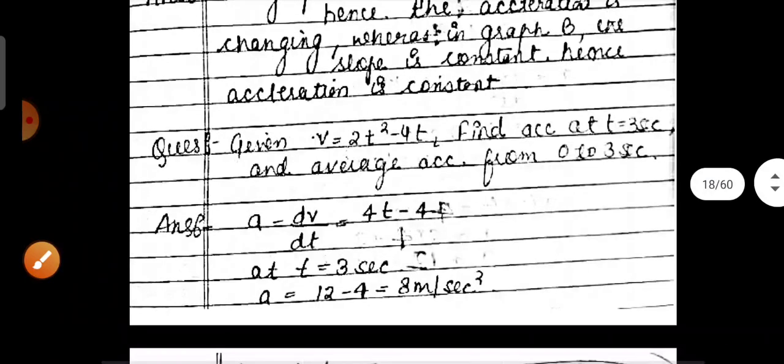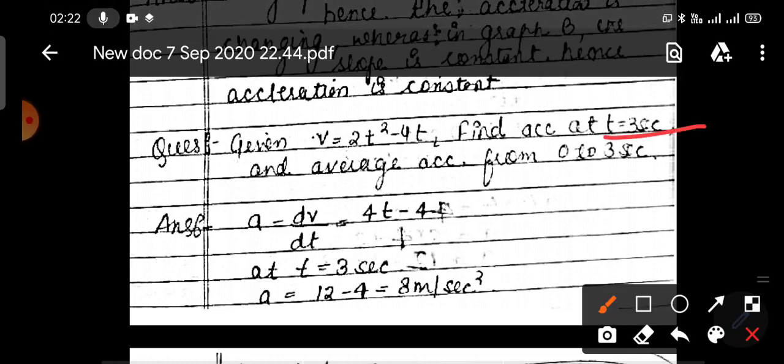Now the first question is given: v is equal to 2t square minus 4t. Find the acceleration at t equals 3 seconds and the average acceleration from 0 to 3 seconds. First we have to find the instantaneous acceleration at t equals 3 seconds. The formula for instantaneous acceleration is dv by dt. So you have to differentiate the velocity, then you will get the acceleration.